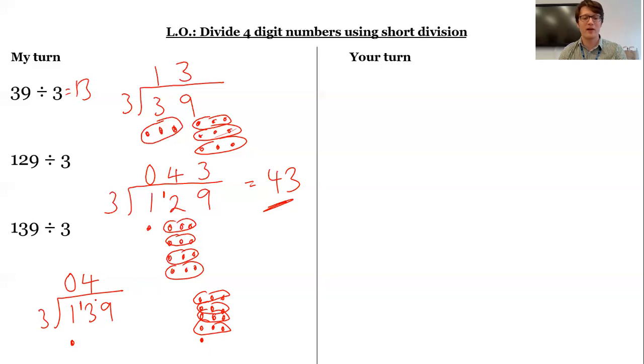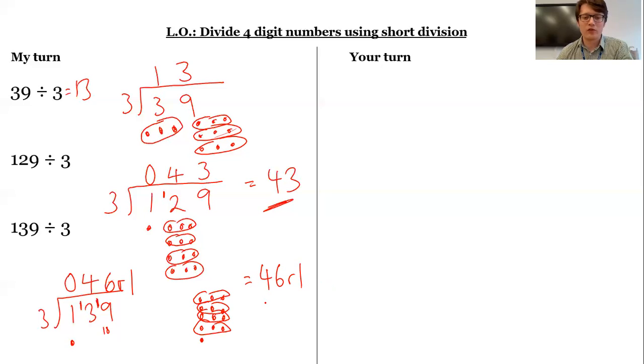So I'm going to have to regroup that into the 1s column. So now I've got 19. Again, if we think about 19, well, if I count up in 3s, I've got 3, 6, 9, 12, 15, 18. So I've got 6 lots of 3, makes 18. But I've got this 1 left over because I need to make 19, not 18. So I've got a remainder of 1. So the quotient here is 46, remainder 1.